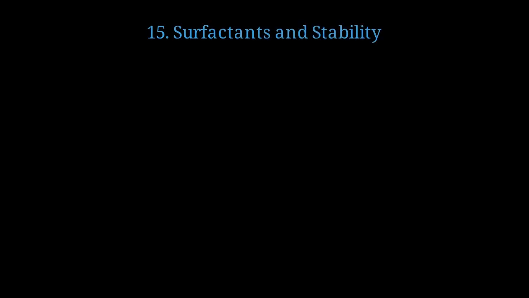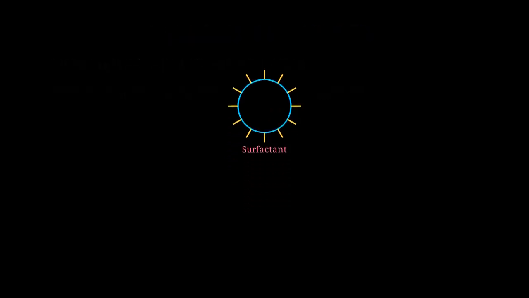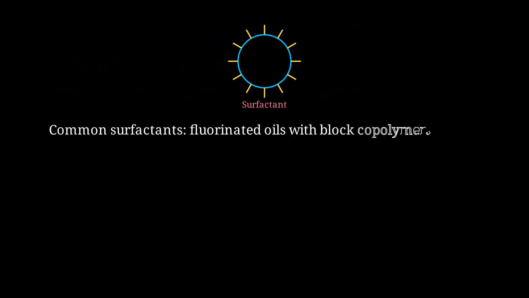Surfactants are essential for maintaining droplet stability over time. Surfactants are molecules that adsorb at the oil-water interface surrounding each droplet. They prevent droplet coalescence and Ostwald ripening, keeping droplets stable for hours or days. Surfactant molecules arrange at the droplet interface with hydrophilic heads pointing inward and hydrophobic tails pointing outward. Common surfactants include fluorinated oils with block copolymers specifically designed for aqueous droplets.